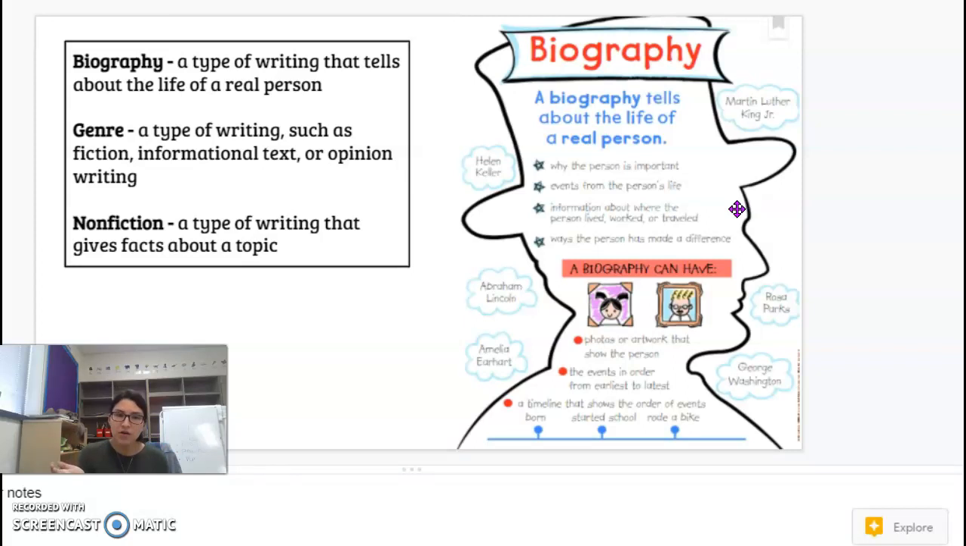Sometimes we'll see artwork, sometimes we'll see photographs, sometimes we'll see both. And then we usually read the events in order, from earliest part of their life to the latest. Remember, it doesn't always start from when they were born. Sometimes it just starts from their childhood, and then it just works its way up until they're an adult. Sometimes we see a timeline, sometimes we don't see a timeline.